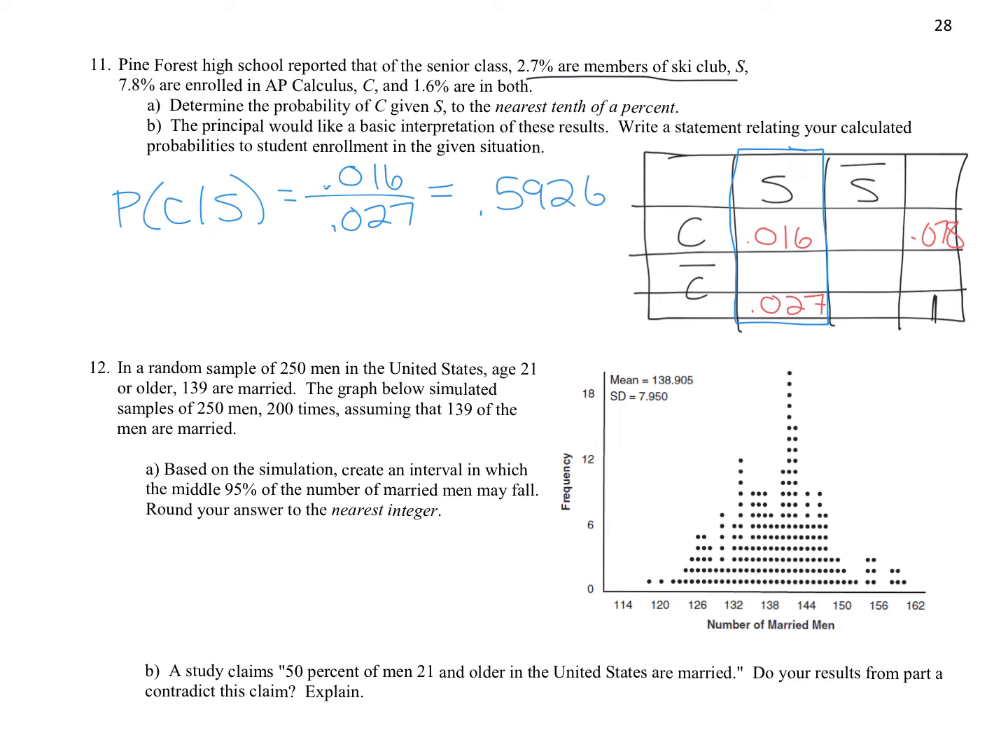0.5926. Now, we don't usually report probabilities as percents, but this problem happens to say to do that. So to the nearest tenth of a percent, make sure you do tenth of a percent. So we're going to move it over 2 and then round it to the nearest tenth, which is 59.3%.